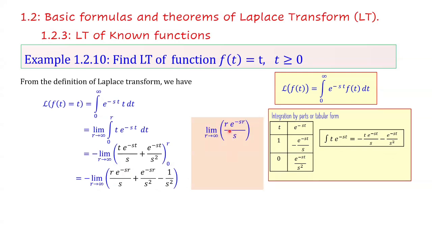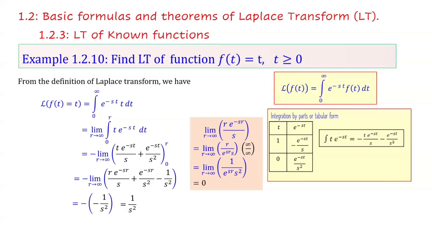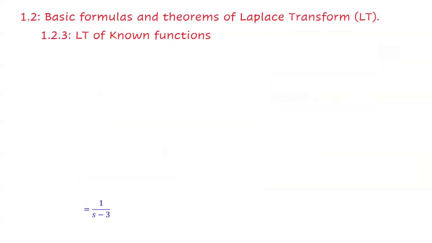Look at this limit as r tends to infinity. Here e to the power minus sr is decreasing, so we can rewrite it in this form. Now you see that this is infinity over infinity, so we apply L'Hopital's rule. This will be in the form of 1 over s e to the power sr, and this goes to 0. Therefore, both of these expressions go to 0. So we are left with minus in the bracket minus 1 over s squared. If we simplify, it gives 1 over s squared. Therefore, we get the Laplace transform of t equal to 1 over s squared.